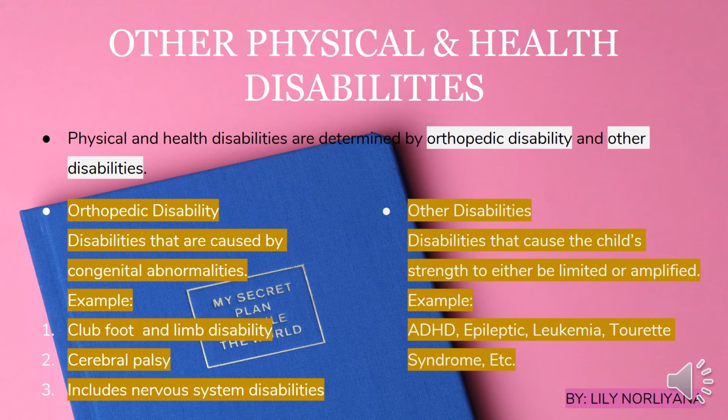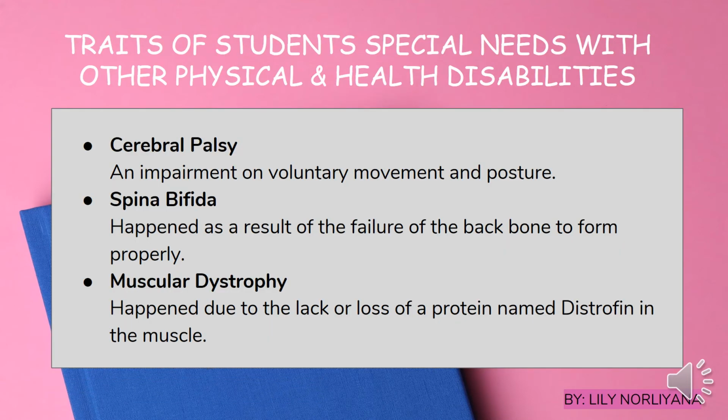The second will be the other disability, which is disability that causes the child's strength to either be limited or amplified. For example, ADHD, epilepsy, leukemia, Tourette syndrome, and others. Traits of students with special needs with other physical and health disability. First, cerebral palsy is an impairment of voluntary movement and posture caused by damage to some part of the brain that is in charge of muscle movement.